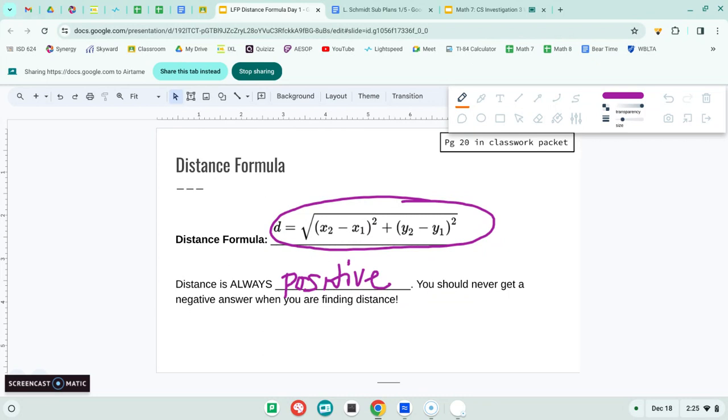Now, I say that because you should never have a negative answer when you're finding distance. So always double check that your final answer is positive, because if you do end up with a negative, you did something wrong.